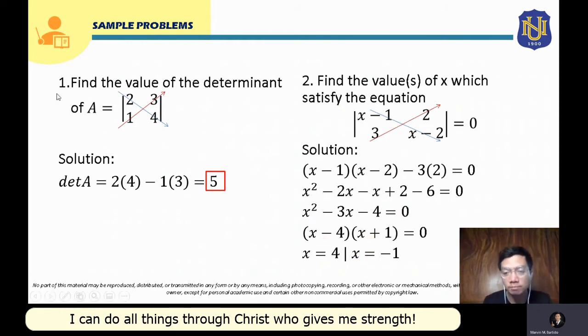So these will now be the values that we are being asked for in this question: x equal to 4 and x equal to -1. So these will be the answers for this problem.